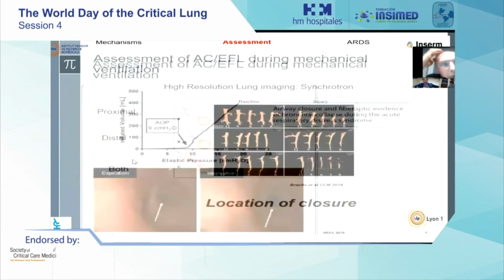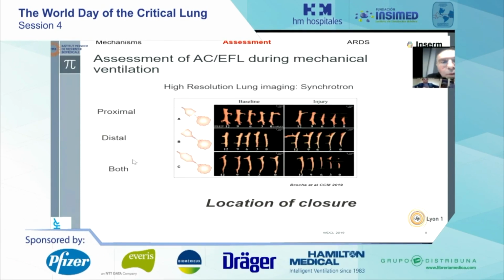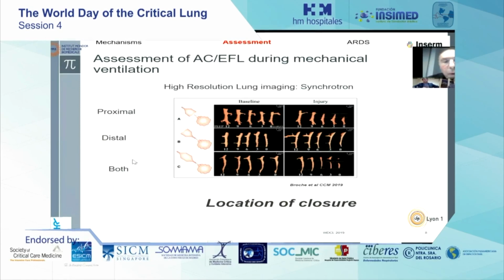And finally, another method to assess airway closure or expiratory flow limitation could be lung imaging. But for that, we have to use a high resolution lung imaging to locate the closure of the airways if you want to assess the proximal or the distal location of the airway closure. And for that, to date, strictly speaking, we have only one method, which is synchrotron imaging.